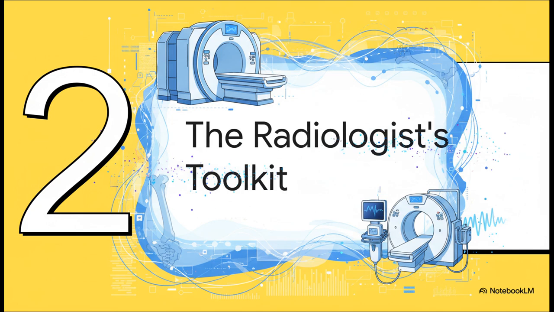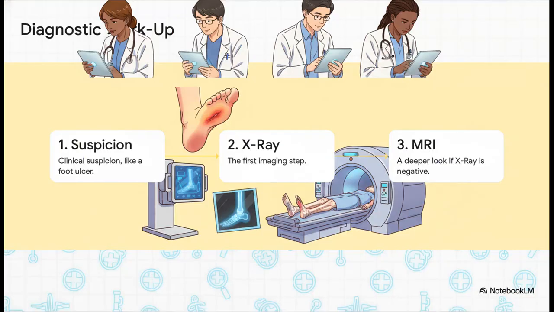All right, so you've got a suspect. Now what? Well, every detective needs their toolkit, right? It's time to bring out the high-tech gear that lets us see what's going on deep inside. And there's a standard operating procedure here. It all starts with a suspicion, like, say, a foot ulcer that just won't heal. Step one is always the most basic tool, the X-ray. If the X-ray comes up empty, then they bring in the big guns, the MRI.